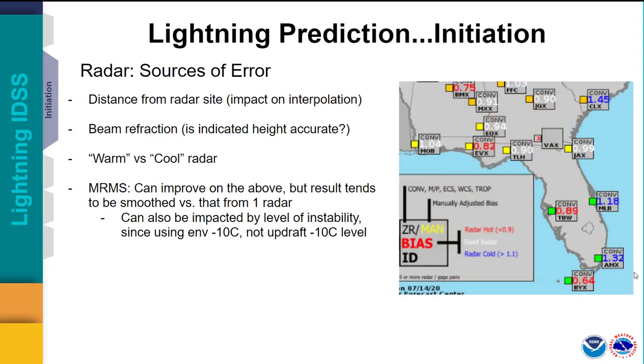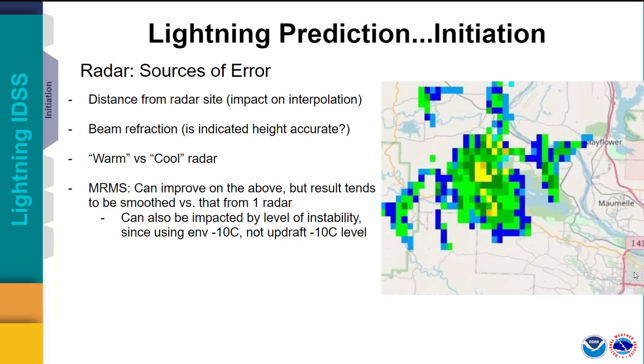In addition, the result can be influenced somewhat based on whether a radar is running warm or cool. MRMS can also be problematic, as it uses the environmental isothermal level rather than the updraft level. Thus, what is shown may not be representative in very unstable environments. These error sources suggest lightning prediction is better in a probabilistic framework than deterministic.